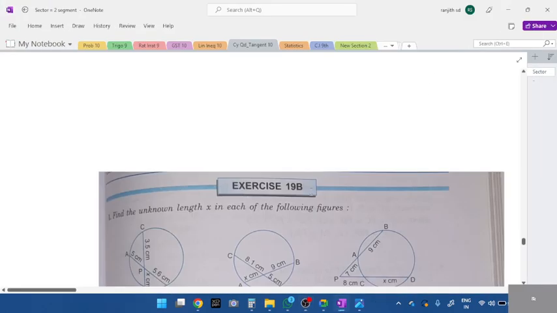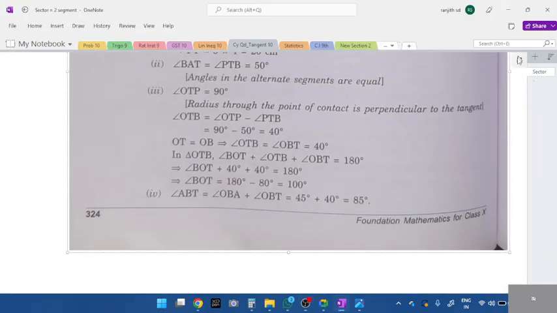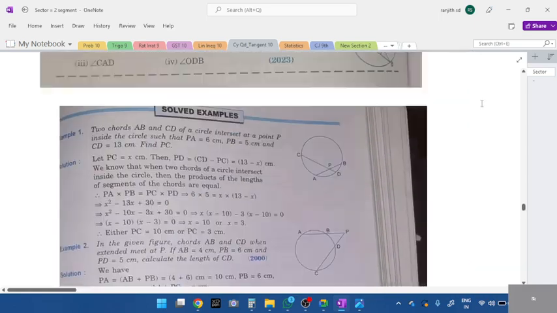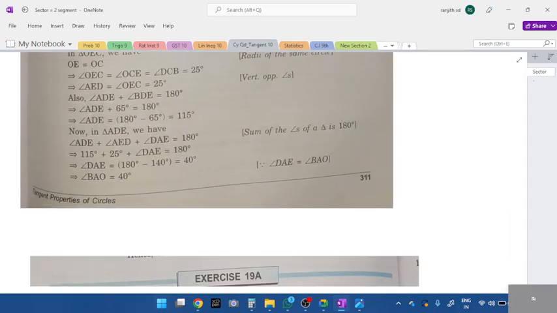Is it being shared? See, 19b. Before this, I taught you only 3 rules. There are another 2 concepts left. We'll complete that.